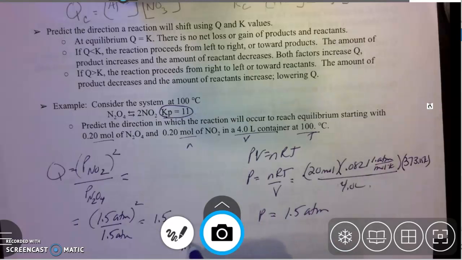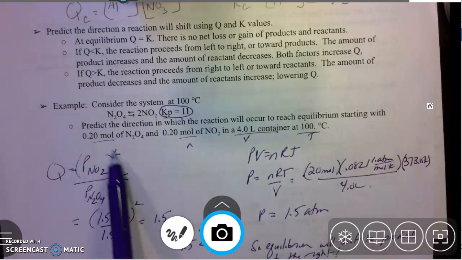So 1.5 is less than 11, so my Q is less than K. So equilibrium will shift to our products, or the right. Okay, so if we make more product, this number will go up, and this number will go down, eventually getting us to our 11 again.